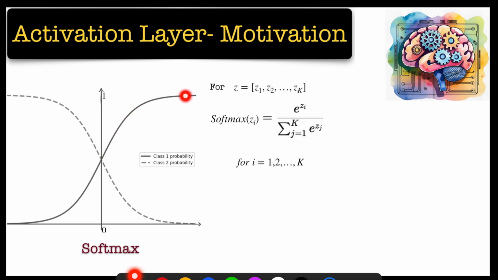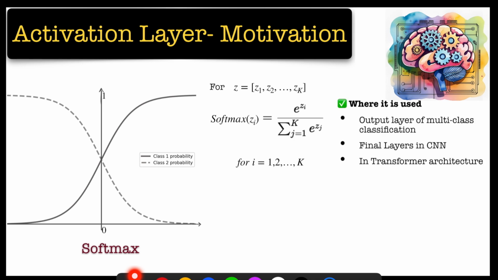Here we have one scenario with binary classification. If we used sigmoid, we would get only one probability, right? Here, just because we have multiple classes, we'll get multiple probabilities. I'm just showing two classes here. This is the class 1 probability, this is the class 2 probability. At any point, the summation of these two probabilities will be 1.